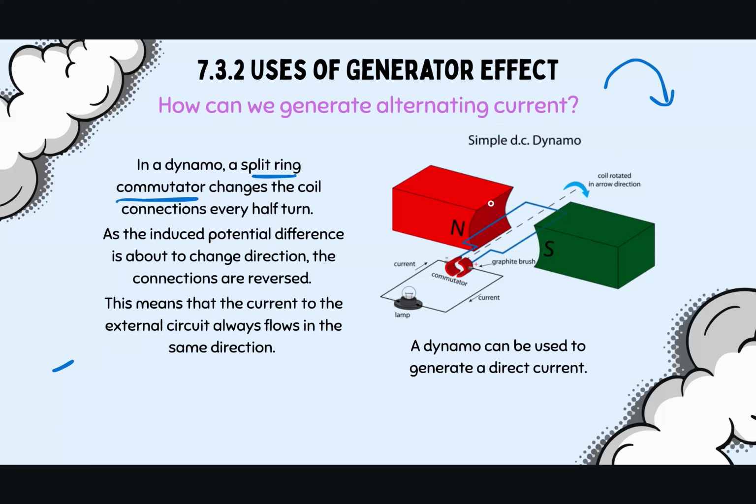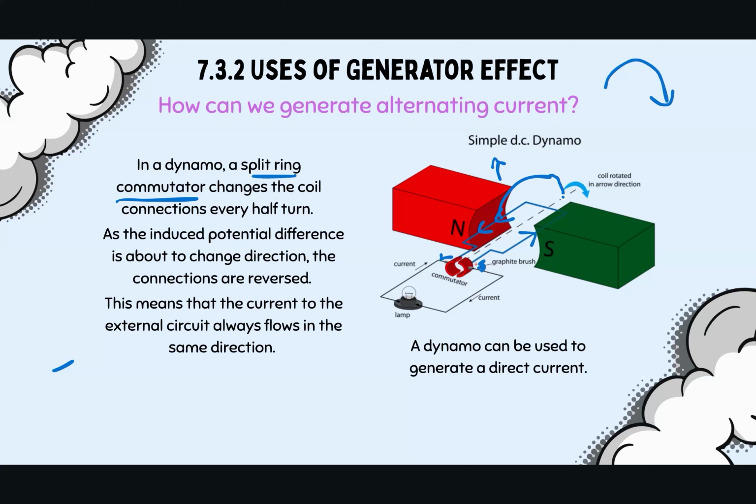So where we're saying, for example, the current flows that way, then it flows this way. What happens here is the split ring commutator changes the coil connections every half a turn. You see how here you've got a negative and that's positive. It changes it just as this is spinning, just as it is at the point where it's going upwards. So the current is flowing this way.